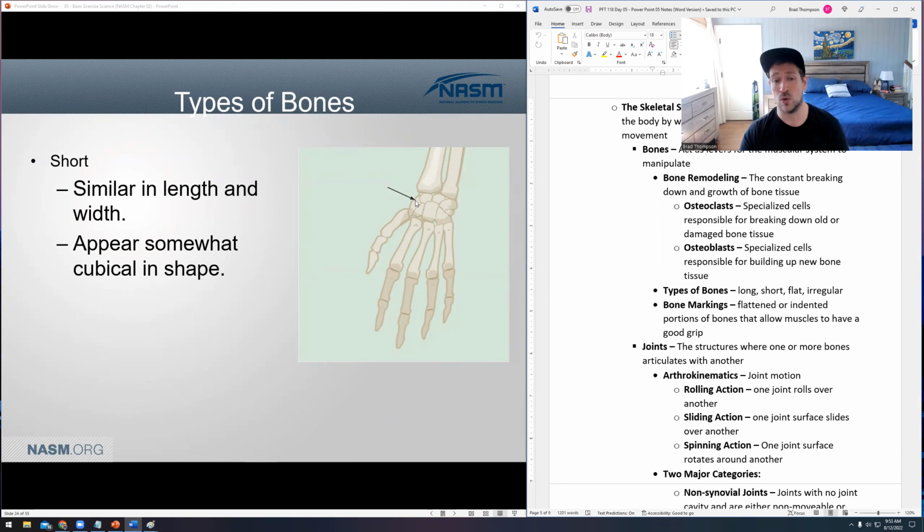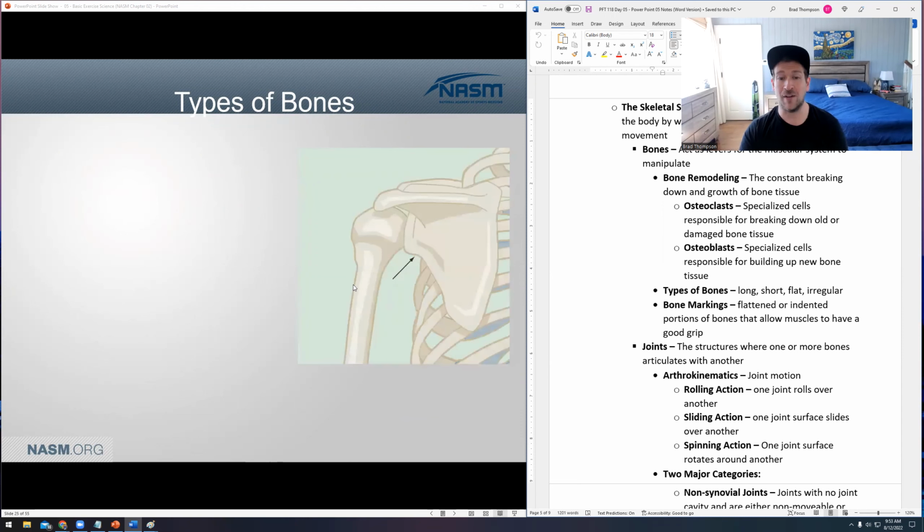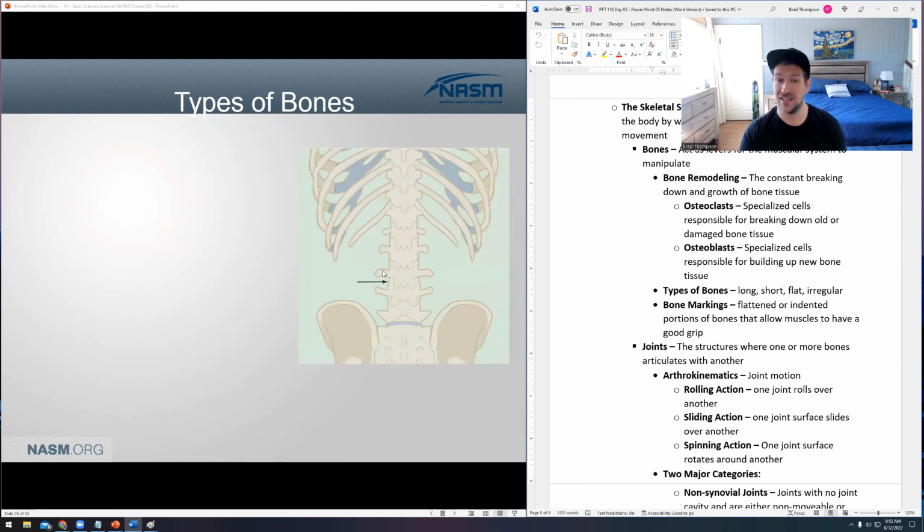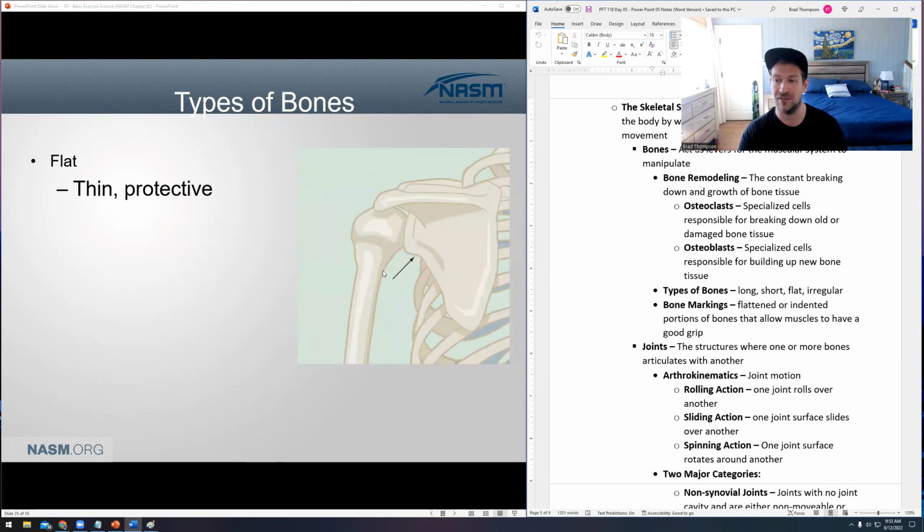We've got short bones. Short bones are kind of cubical in shape. Like this one, it doesn't look too much like a square, but it's kind of similar, right? If they are similar in length and width, we call that a short bone. We've got flat bones, which are very flat. They tend to be very thin and very protective.